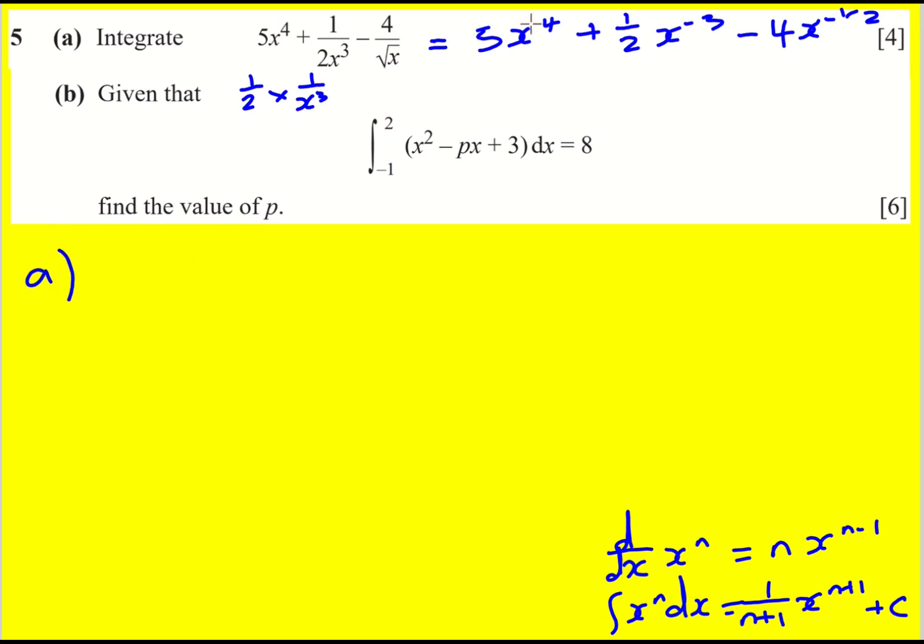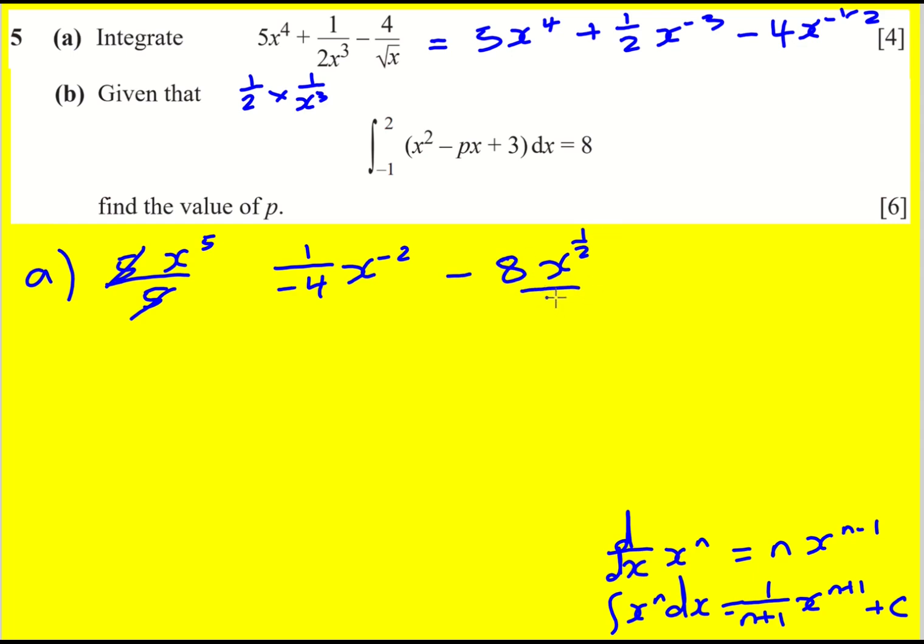So increase the power for 4, it's going to be x to the 5, and then divide by the new power. Actually, it's going to cancel. It's going to be left with x to the 5. Next one, it's going to become x to the minus 2 when we increase the power. Divide by that minus 2, we're actually going to get 1 over minus 4. And the last one, increase the power, is going to make it a half, and we divide by a half, which is the same as times by 2. So I'm going to get an 8.